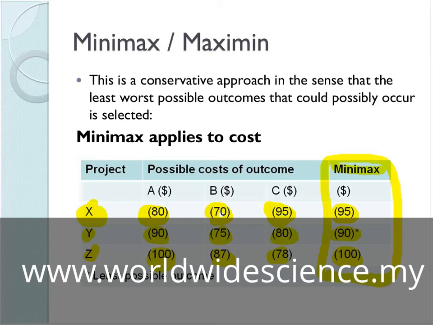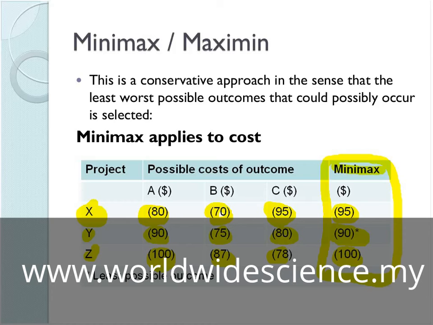And then we have to select the lowest cost from the Minimax box. As you can see, it's project Y, which is 90. 90 is the least possible outcome. That means in the three projects X, Y, Z, the project Y has the lowest cost compared to X and Z. It is $90, right?